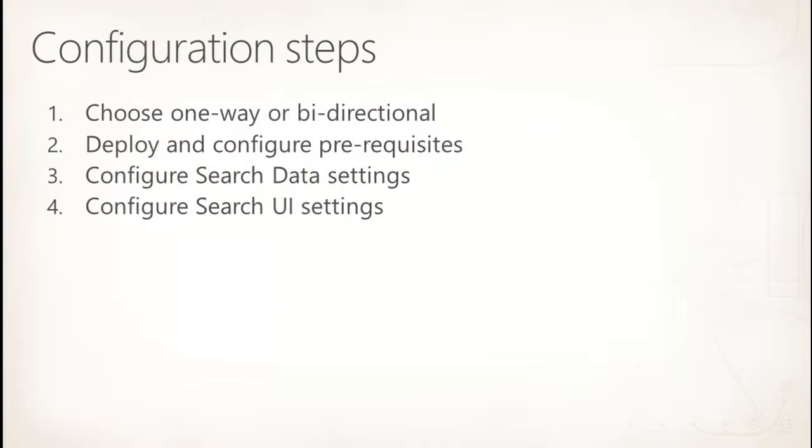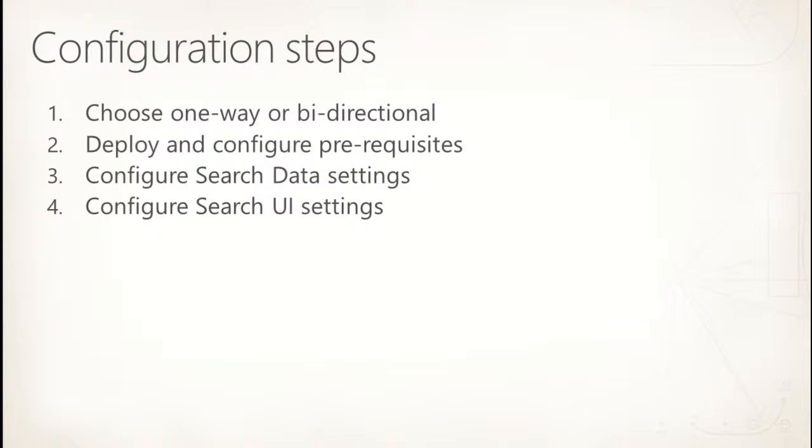Let's talk about what's involved in actually configuring hybrid search. There are four steps along the road here. The first is figuring out whether you want a one-way configuration or a two-way configuration. If you think back to the content life cycle slide, the bar charts, the answer to this question depends a little bit on where you are in that cycle. If you're early in the cycle and you have the vast majority of your content on premises, a one-way connection from on-premise up to the cloud might satisfy your needs.